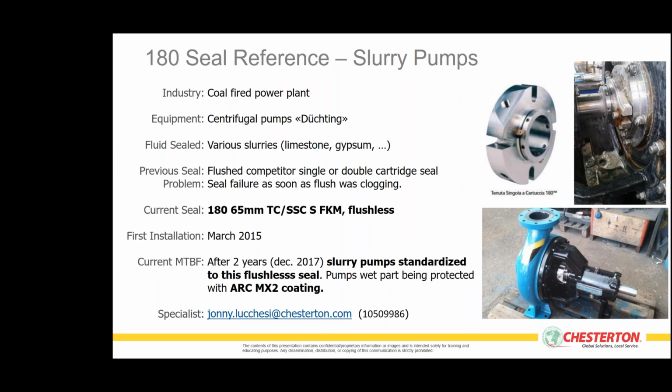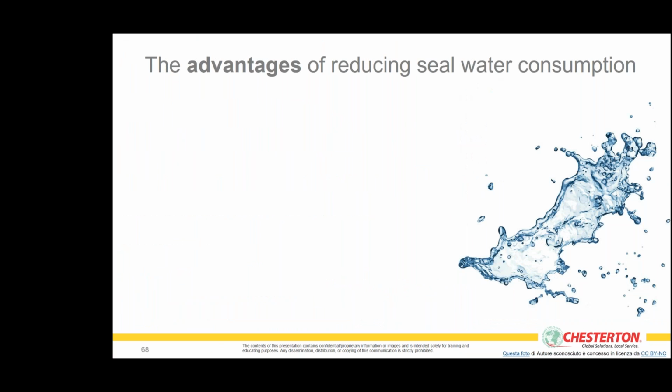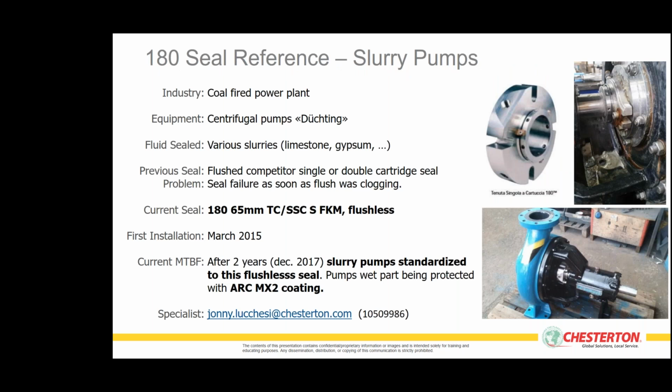That's an example from a coal-fired power plant where some slurry ducting pump has been upgraded to a Chesterton heavy-duty flushless mechanical seal. This solution, coupled with the advanced reinforced composite MX2, allows the pump to run much longer without the need to care about the flush.